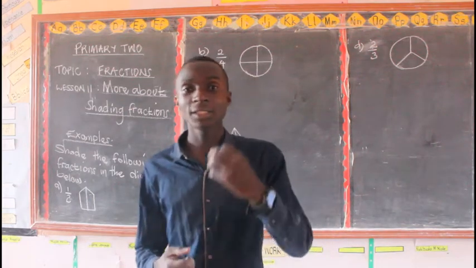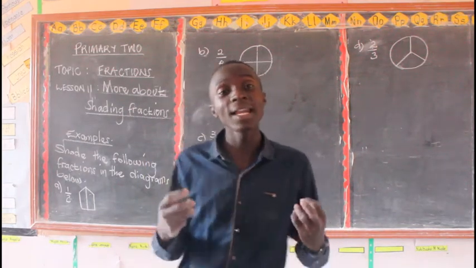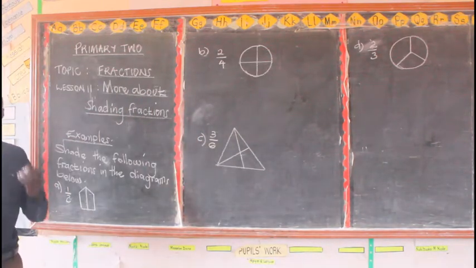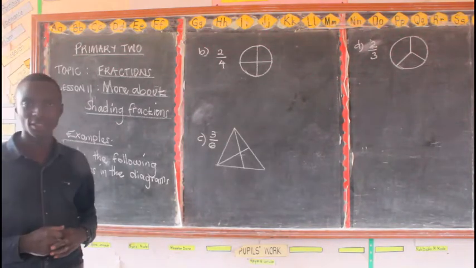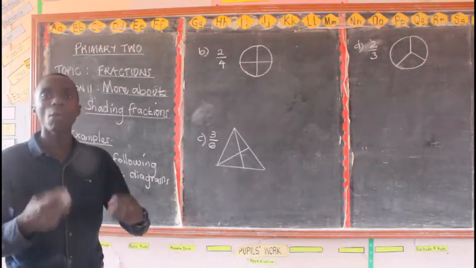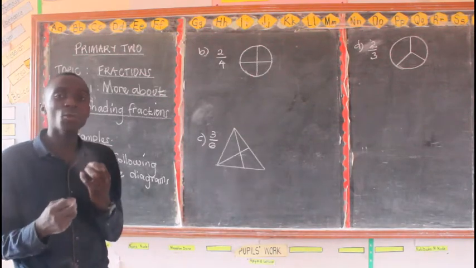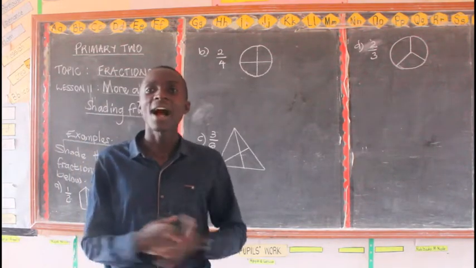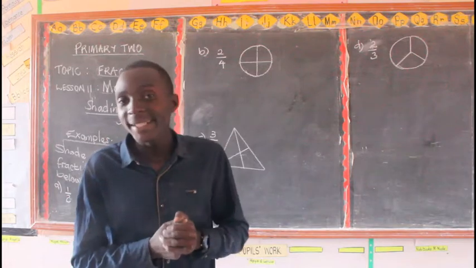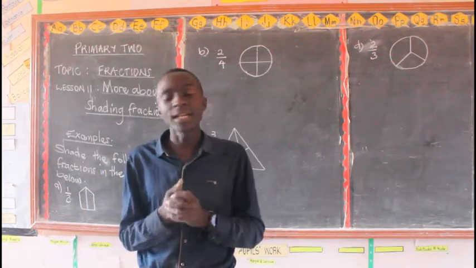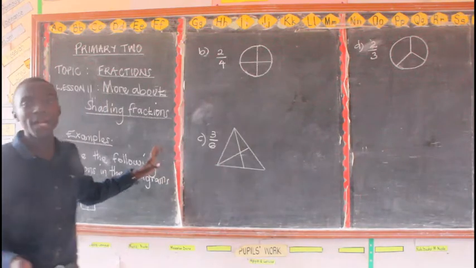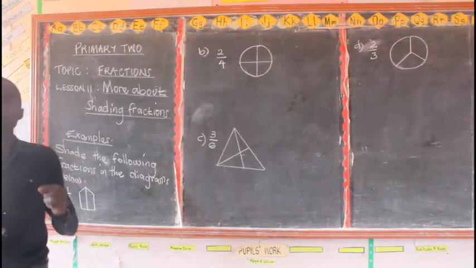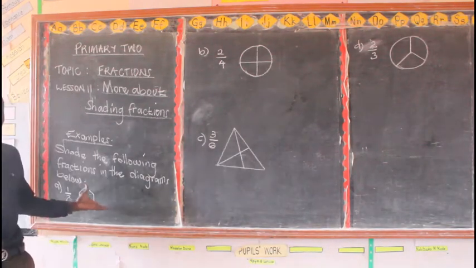Our topic is fractions, and our subtopic, that is our lesson 11, is more about shading fractions. Remember, last time we shaded fractions such as a half, a quarter, a fifth, a sixth, and others. But now we are going to look at fractions which have numerators that are more than 1, as we are going to see.